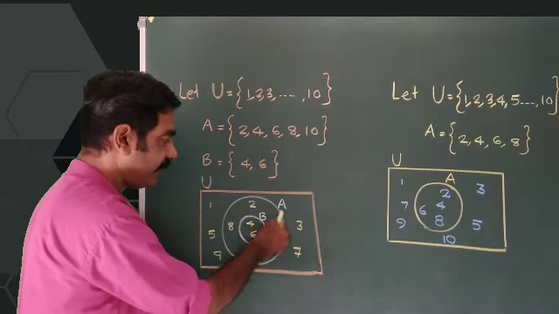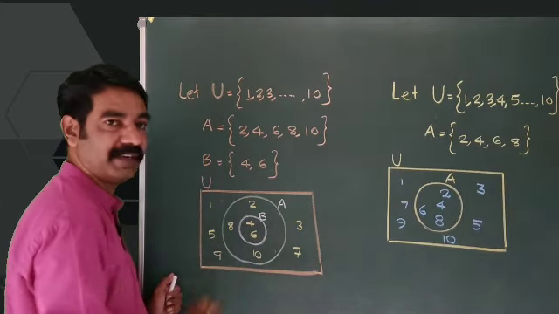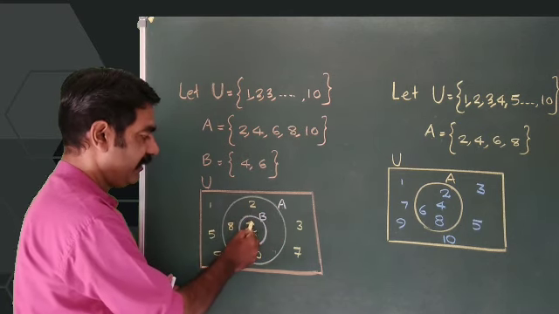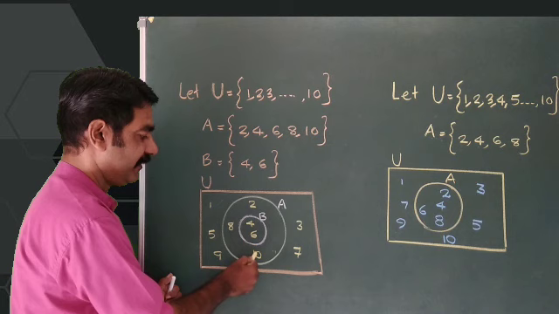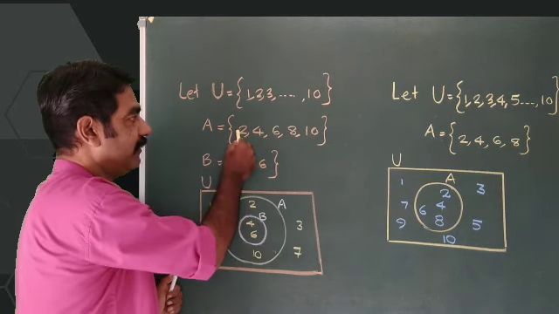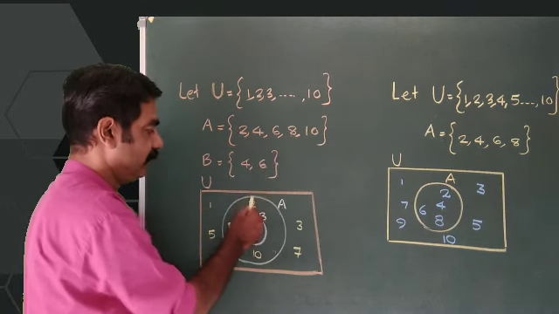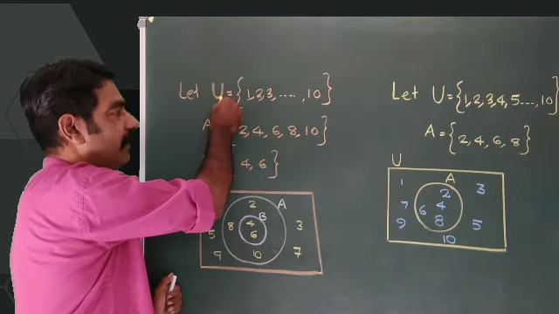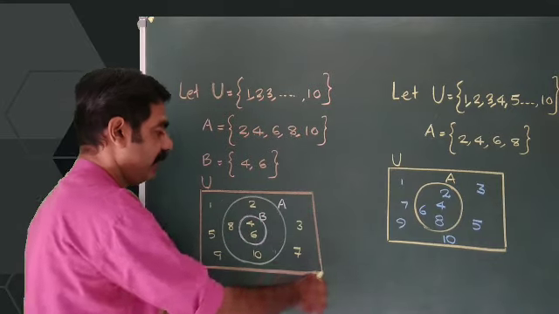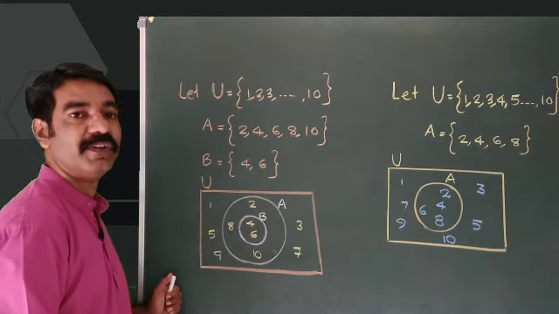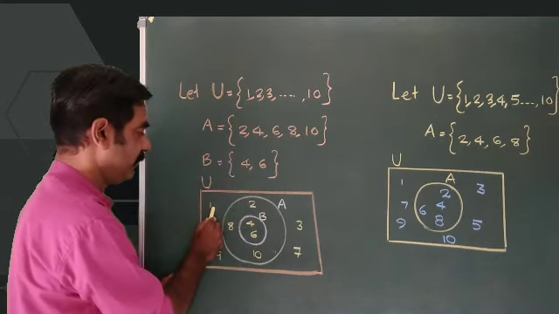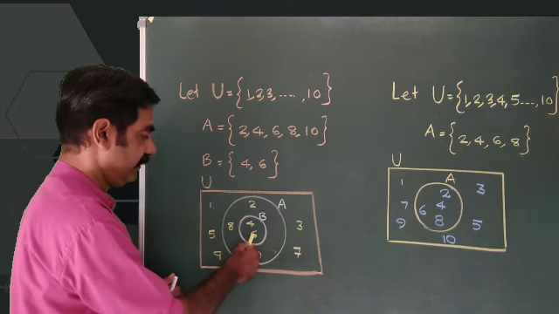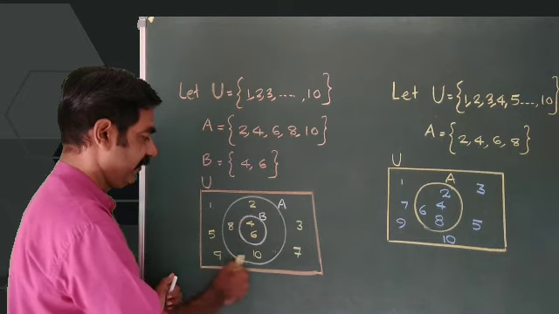So we use another circle for representing A. So A consists of 2, 4, 6, 8, 10. Okay. The set A consists of 2, 4, 6, 8, 10. Now U, we use a rectangle for denoting the universal set. U consists of 1, 2, 3, 4, 5, 6, 7, 8, 9, 10.